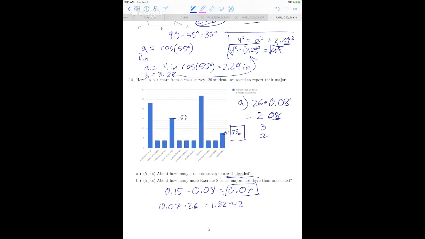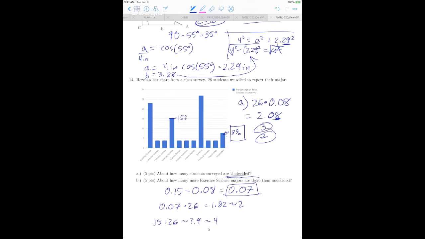Then let's see if we've done it the other way, right? So 15% times 26. That gets me 3.9, or about 4. So if I took the difference, I would have gotten a 2. If I picked this number, I would have gotten a 1.